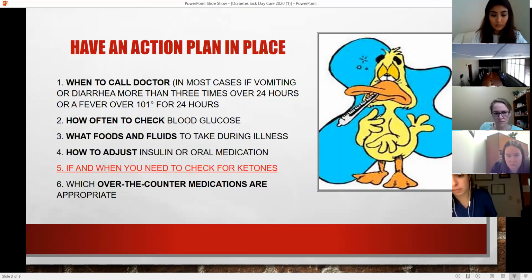They also need to know what things they can have in terms of fluids, liquids, and foods, and how to adjust either their insulin or their oral agents when they're sick. If they're diabetic type 1, we do have patients who can dip their urine for ketones, which can just be an indicator to them if this is very bad and at what point they need to get into the hospital. And also they need to know ideas about over-the-counter medications that they could use. Next slide.